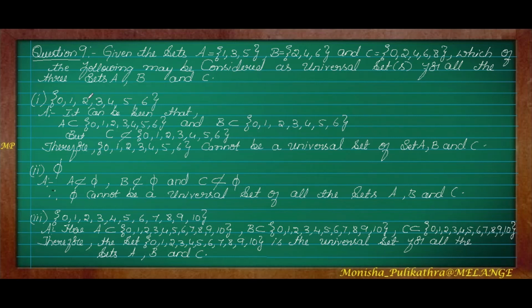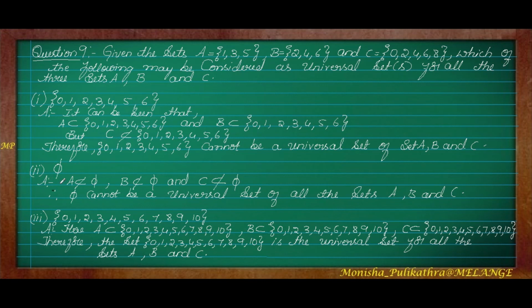The first sub-question is {0, 1, 2, 3, 4, 5, 6}. So here set A is a subset of this set because 1, 3, 5 is included in this set. And second, 2, 4, 6 of set B is also included in this set. But in {0, 2, 4, 6, 8}, the element 8 is not included in this set. So A is a subset of this set, B is a subset of this set, but C is not a subset of this set. Therefore, this first set is not a universal set for sets A, B and C. Moving on to the second question.